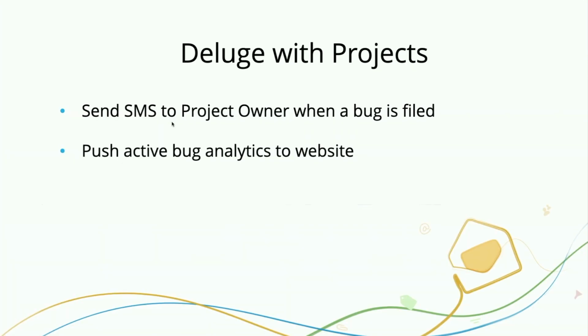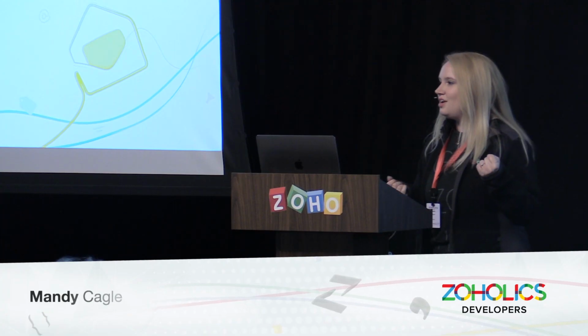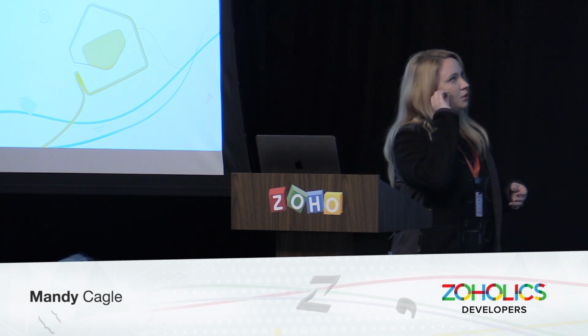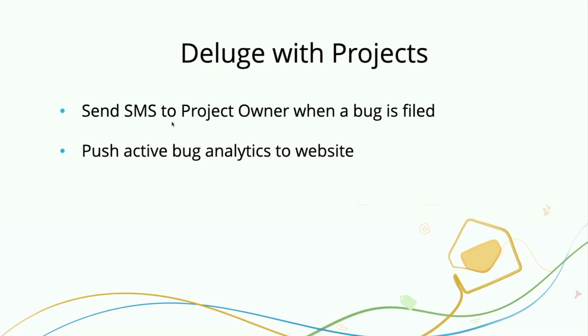So the next app that we'll take a look at is Zoho Projects. Zoho Projects is our project management application. It allows you to create projects that can be internal, maybe for development purposes, or external, actual client projects. So things that you're working on, where you're providing deliverables to clients, and they have access to log into your project database. A couple of things that you can do to extend your usage inside Projects with Deluge: we can send an SMS to a project owner whenever a bug is filed.